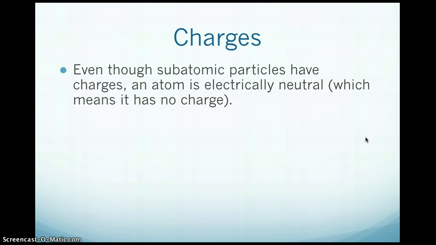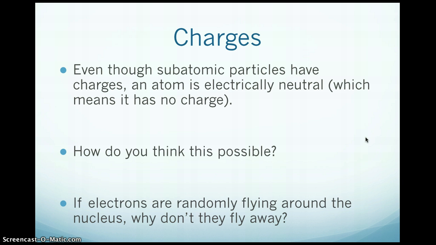All right, so even though subatomic particles have charges, an atom is electrically neutral, which means it has no charge. How is that possible? Here's a good question to think about. If electrons are randomly flying around the nucleus, why don't they fly away? I would think about the charge of the electron and the charge of the proton to answer that question. Actually, answer that question in your notebook right now. Just pause the video to do that.